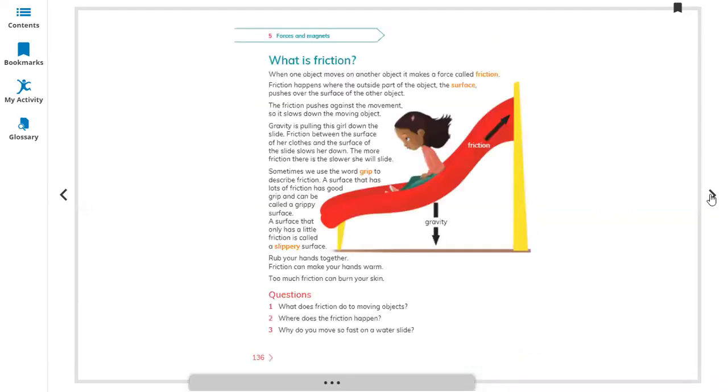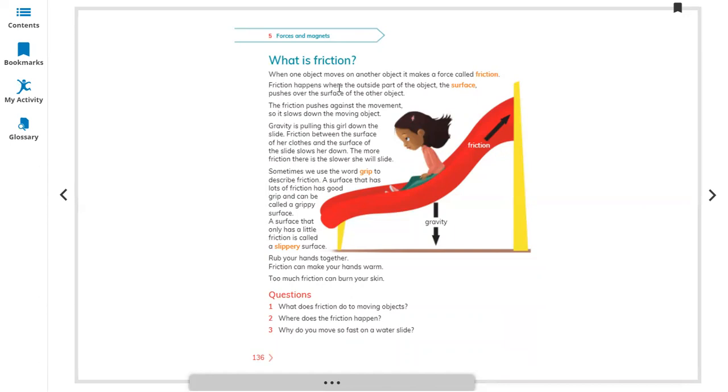What is friction actually? When one object moves on another object, it makes a force called friction. There is different kinds, less friction or more friction. If there is less friction, you can move easily. But if there is more friction, it makes you slower. Your movement should be slow.